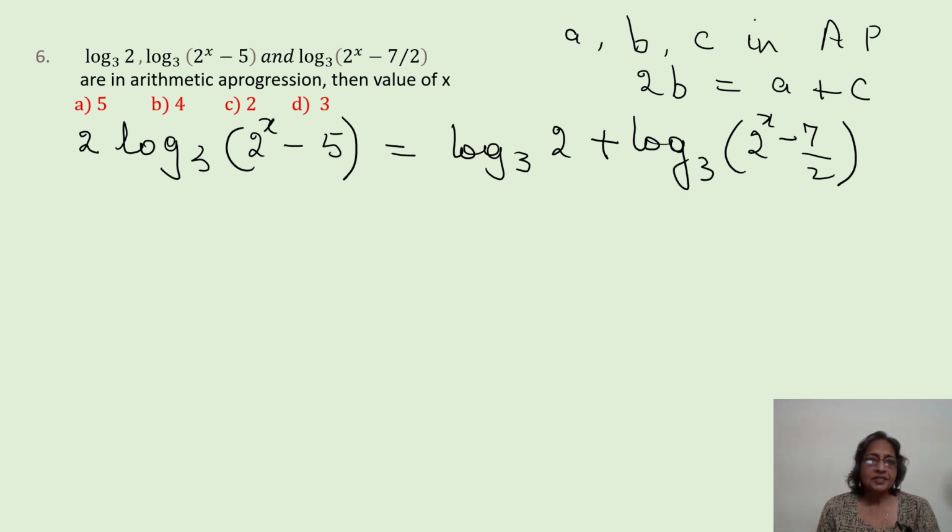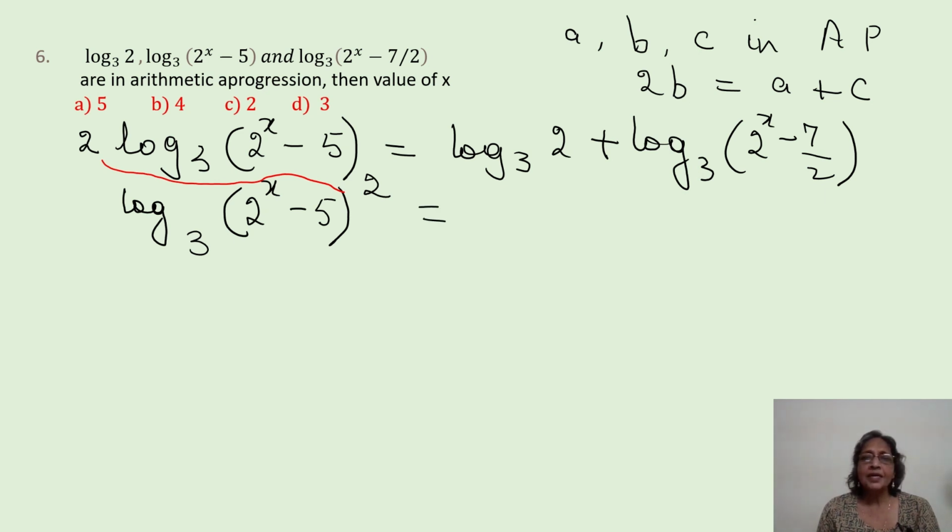So using our properties, the first step that I get here, log 2x minus 5. Now this 2, which is there as a prefix here, I am going to convert using a property. So this will come as a square here. So this will become log of 2x minus 5, the whole square to the base 3. And here we'll be using the product law again. So this will be log 2 into bracket 2x minus 7 upon 2.